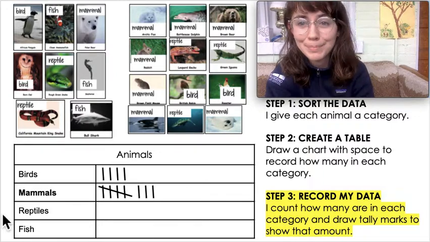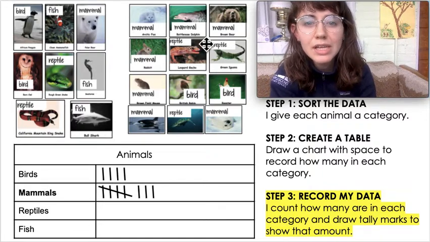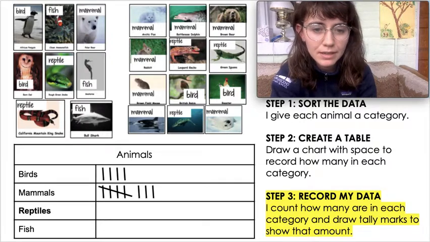Next up, reptiles. Let's go ahead and count them. I've got 1, 2, 3, 4, 5 reptiles.